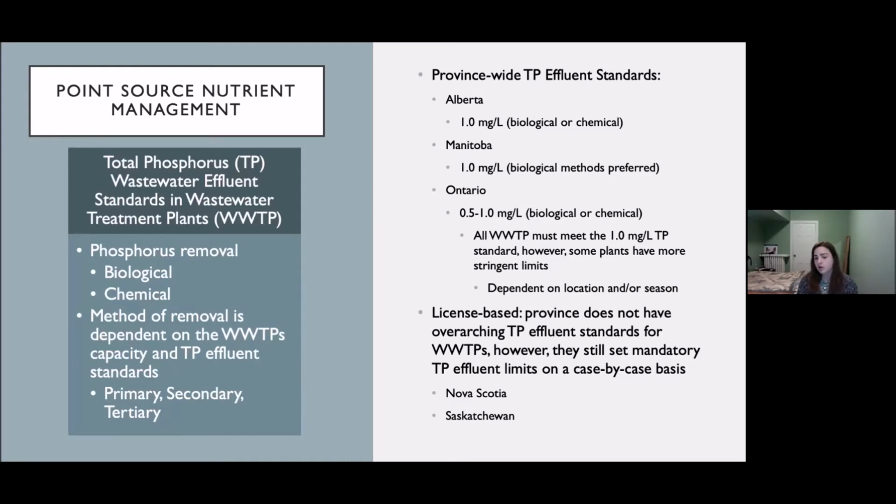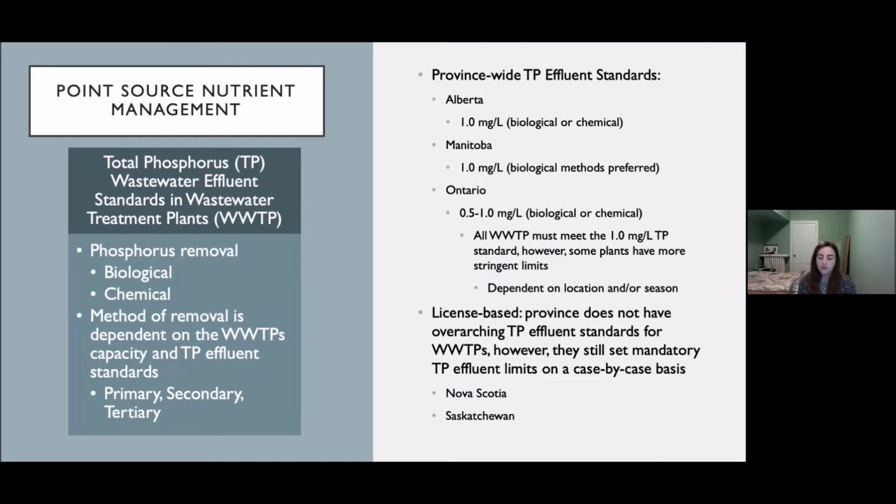In Ontario, the idea is that all municipally managed wastewater treatment plants should at least meet the 1.0 milligram per liter standard. However, some plants do actually have those more stringent levels of 0.5. It's dependent on location or season. So in certain seasons, wastewater treatment plants around identified at-risk water bodies are required to meet the 0.5 limit. Same with all of the wastewater treatment plants around Lake Erie, they're also supposed to meet that.